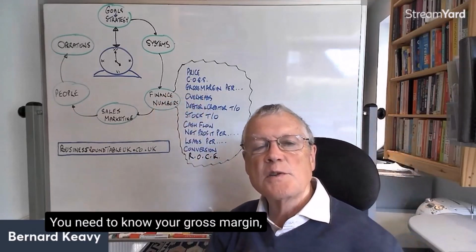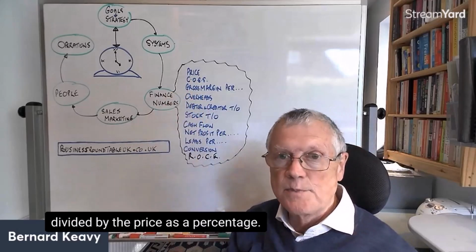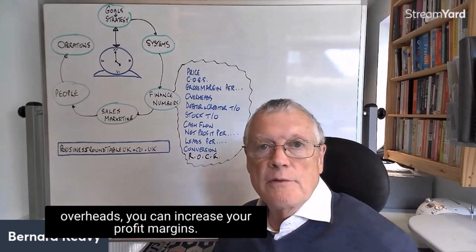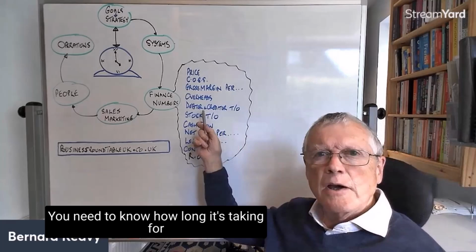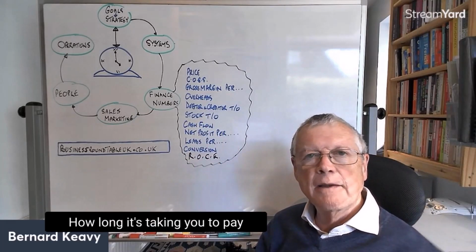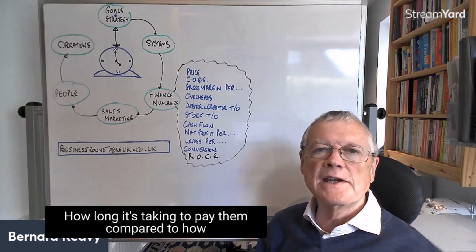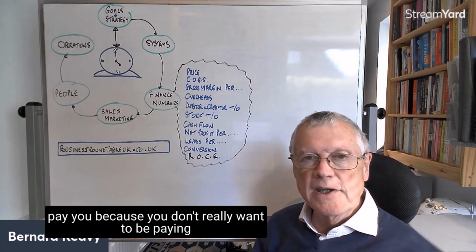You need to know your gross margin, which is the difference between these two divided by the price as a percentage. You need to know what your overheads are, because if you can control your overheads, you can increase your profit margins. You need to know how long it's taking for your debtors, the people who owe you money, to pay you, how long it's taking you to pay the people you owe money to, your creditors, compared to how long it's taking the debtors who owe you money to pay you.